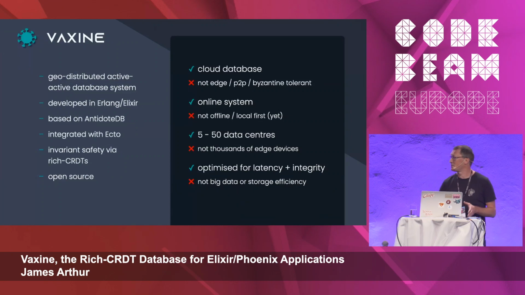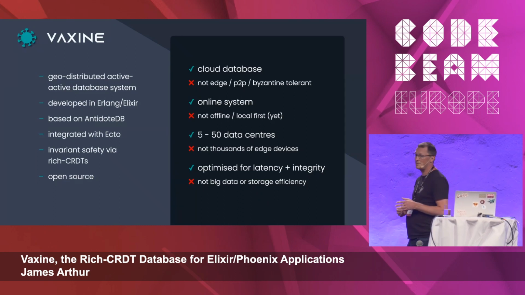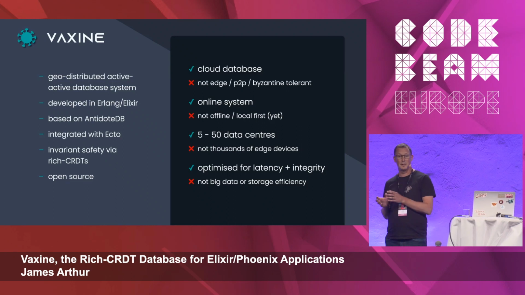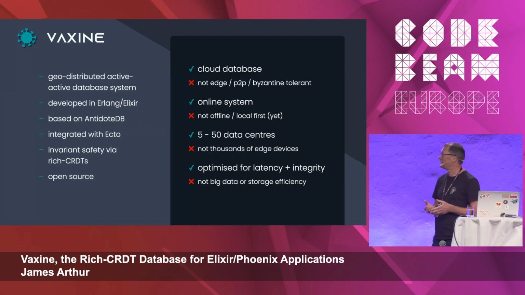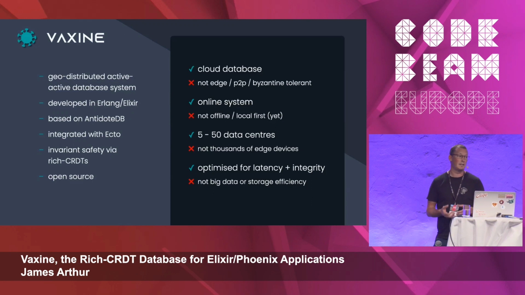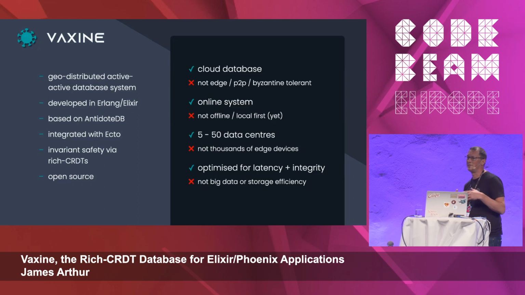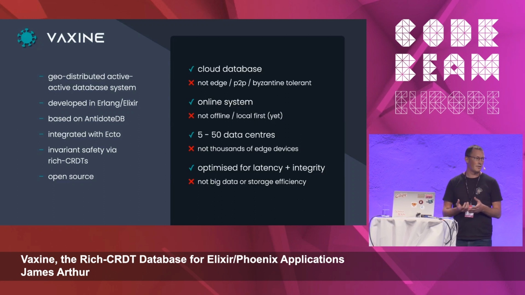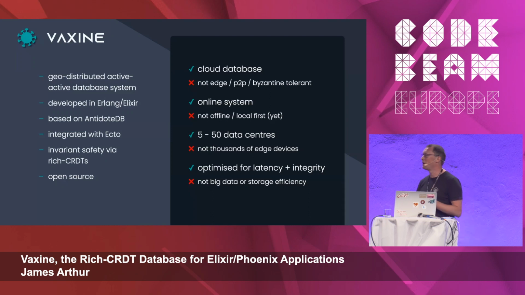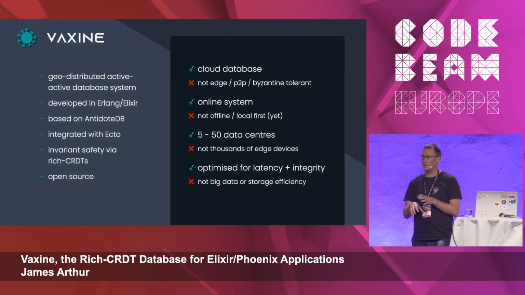And before I really jump in, I just want to orientate you on what the project is, what we're talking about. So Vaxine is a geo-distributed active-active database system. It's based on AntidoteDB, which is developed in Erlang. We're building layers on top of it in Elixir, and we're integrating Antidote with Ecto for a relational developer experience, and we're providing additional invariant safety using rich-CRDTs. And with CRDTs, people often think of offline first, kind of local software in the client. That's not what we are. We are an online cloud database system. The CRDTs are in the database on the server.